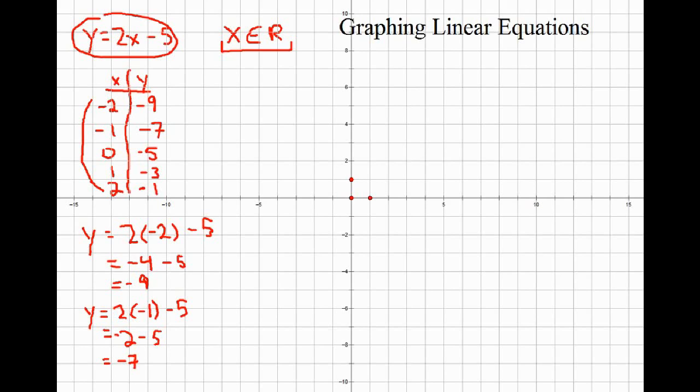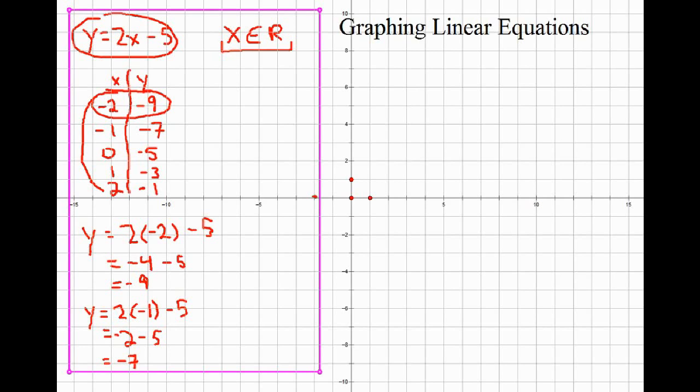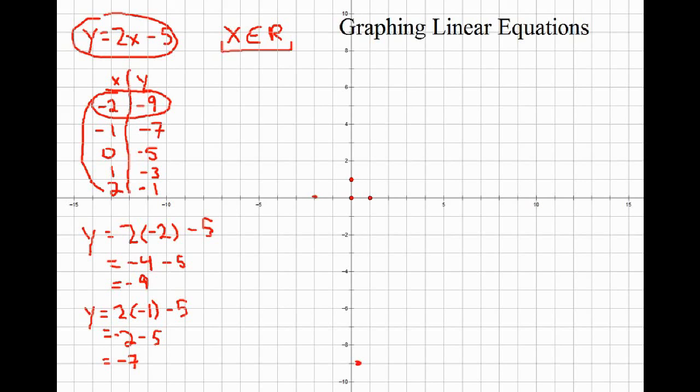So looking at the first value there, x is negative 2, y is negative 9. That's our first ordered pair that I'm going to plot here. So this is where x is negative 2, this is where y is negative 9. So the spot where these two lines meet is here. That's (negative 2, negative 9). If I keep going, (negative 1, negative 7) is here. (0, negative 5) is here. (1, negative 3) is there. And (2, negative 1) is here.